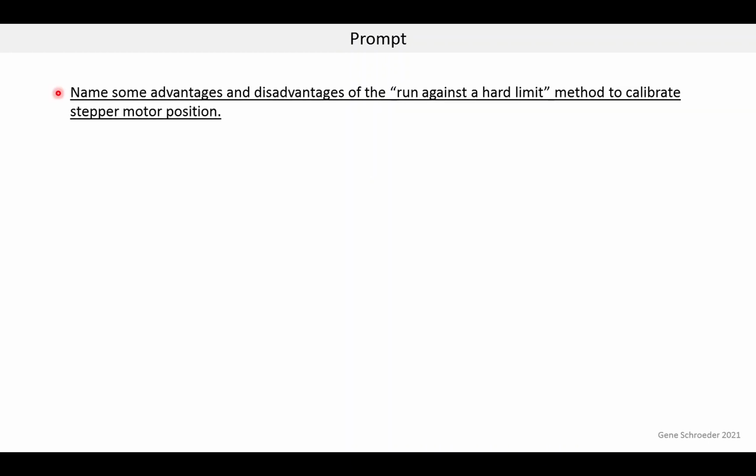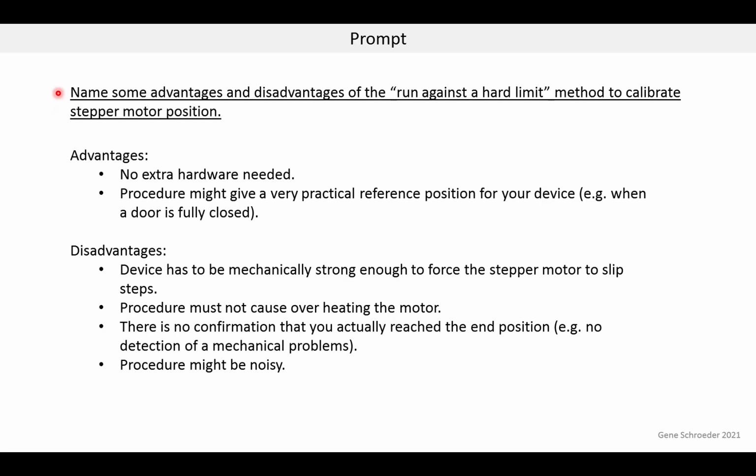Name some advantages and disadvantages of the run against a hard limit method to calibrate the stepper motor position. And this would be calibration, for instance, on power up. Well, some advantages are you may need no extra hardware. For example, you don't have to buy a limit switch. Another advantage is the procedure might give a very practical reference position for your device.